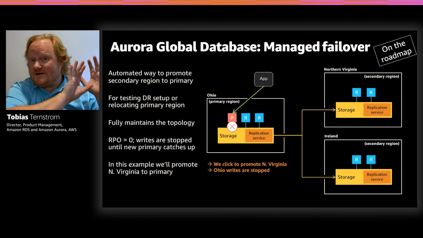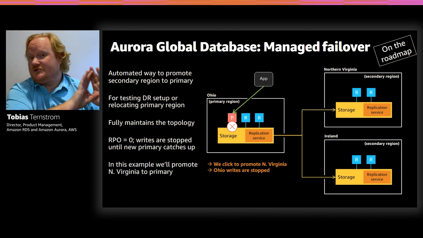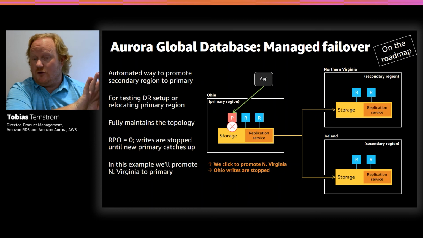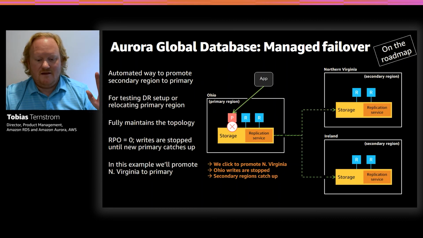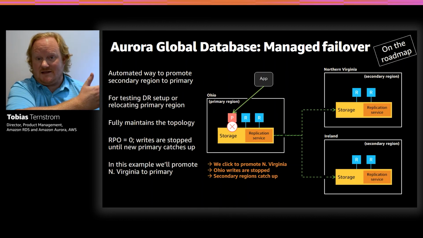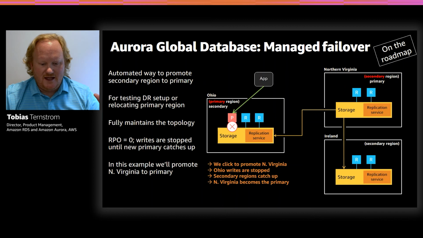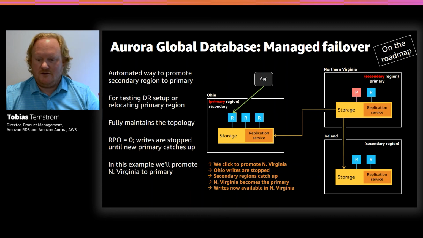Then Ohio writes are stopped. So we make sure that we drain Ohio so we never lose any data. This is managed for you. And then the secondary regions both catch up to make sure they got all of the writes that happened in Ohio, synchronously now, if you will. And then Northern Virginia now becomes the new primary. So now it is the primary and it can accept the write workload. So writes are now available in Northern Virginia.